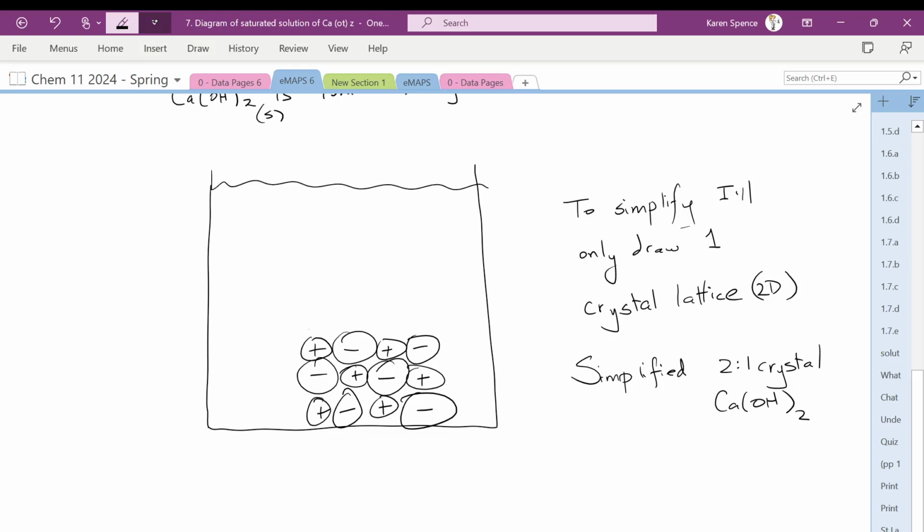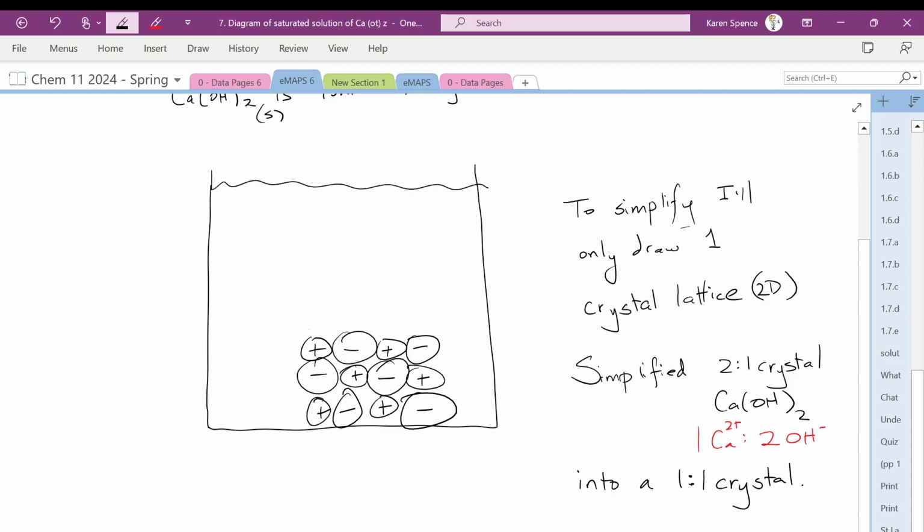CaOH2, because we would have 1 calcium for every 2 hydroxides. So we simplified that into a 1-to-1 crystal because it's just too hard to draw a 2-to-1 crystal. Okay, if you're drawing it, you don't have to write all this stuff. I'm just letting you know what I have done.